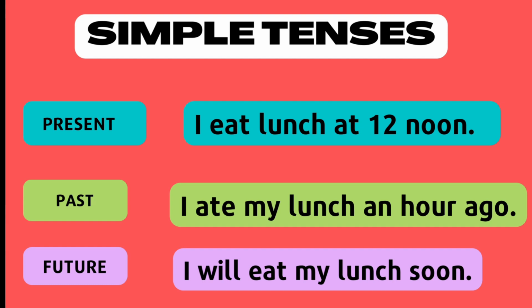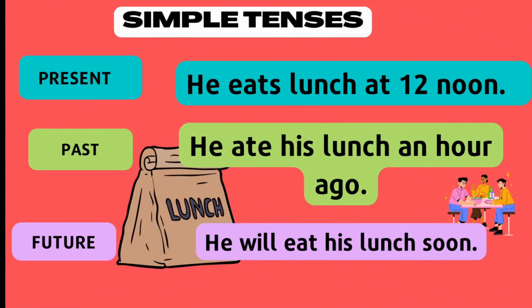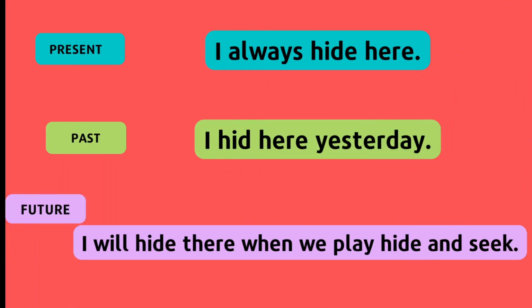I eat lunch at 12 noon. That's the present tense. In the past tense, we read I ate my lunch an hour ago. Future, I will eat my lunch soon. Another example, he eats lunch at 12 noon. He ate his lunch an hour ago. He will eat his lunch soon. So for the present tense, eat becomes eats. And for the past tense, eat became ate, to show that it was done in the past.